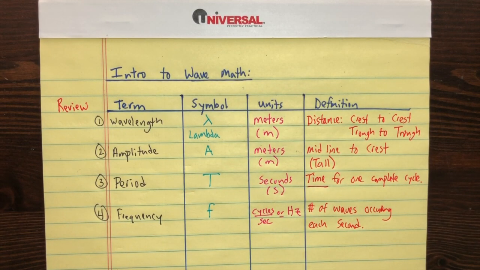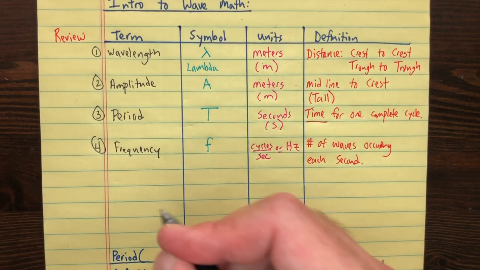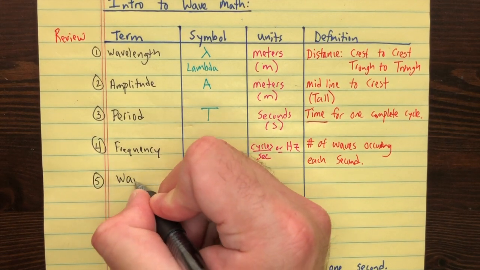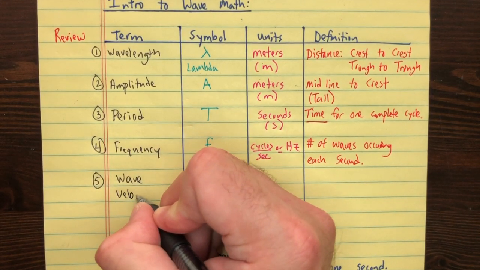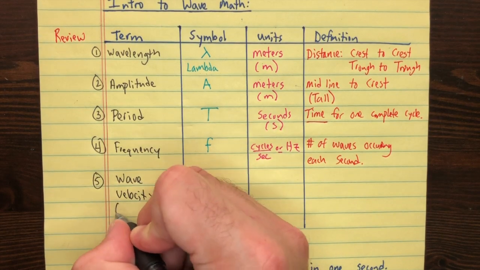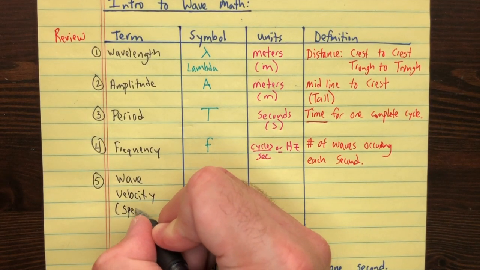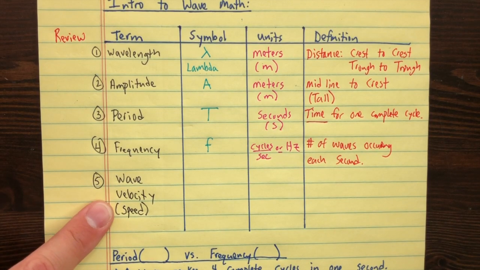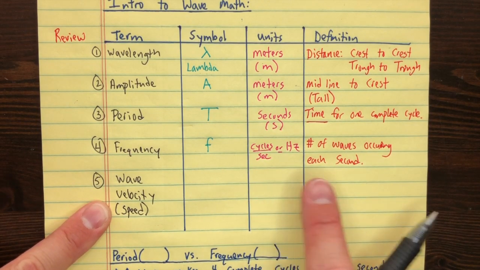All right, and then number 5, and that's what's going to set us up for some math today. Slide this up a little bit here. Number 5 is wave velocity. And sometimes that's interchanged with speed. We're going to kind of treat them similar for right now. So wave velocity, what symbol do you think we should use for this? What units, what definition?